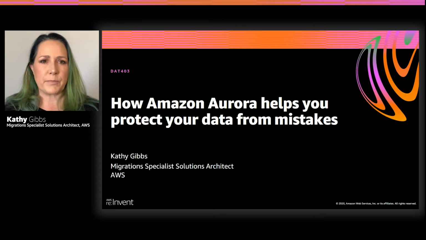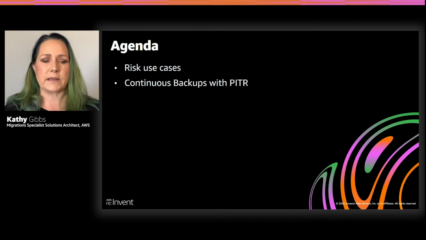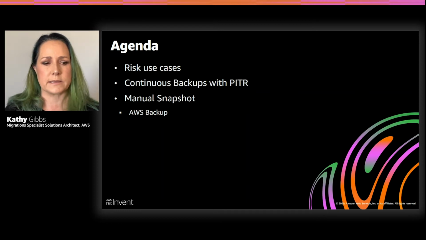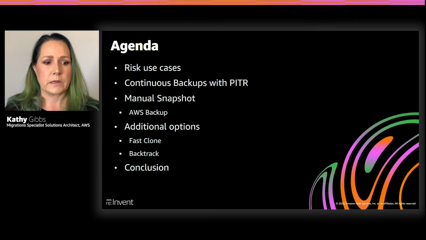We have a pretty jam-packed agenda, so we'll just jump right into it. We're going to start off by talking about the actual use cases that we run into with risk. We're going to talk about continuous backups first with point-in-time recovery, then the manual snapshot, and within manual snapshot, we'll take a moment to talk about AWS Backup and how that works with manual snapshots. Then we're going to go into additional options and round out with fast clone and backtrack and how those can help you out. So let's go ahead and get started then.